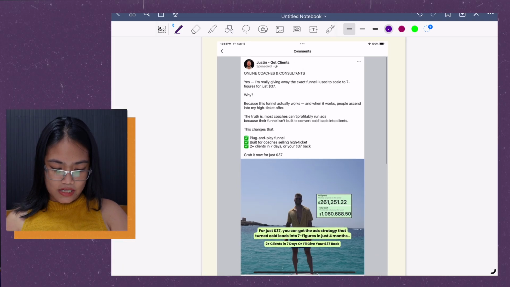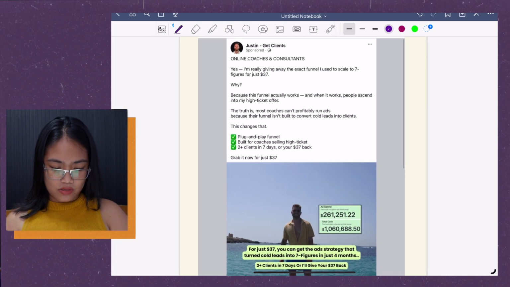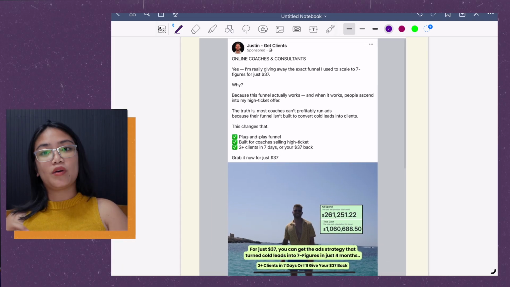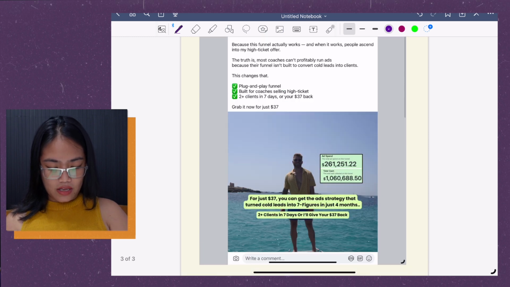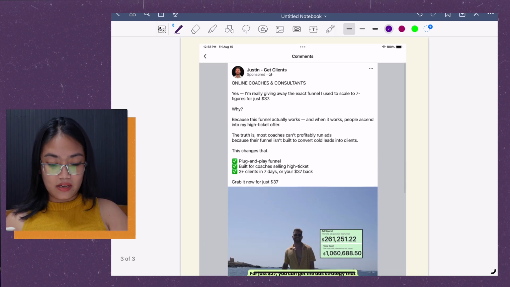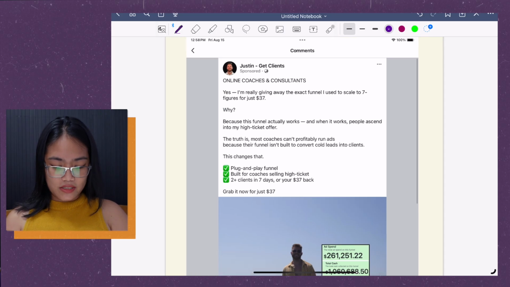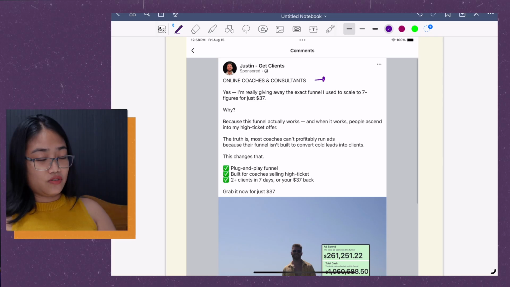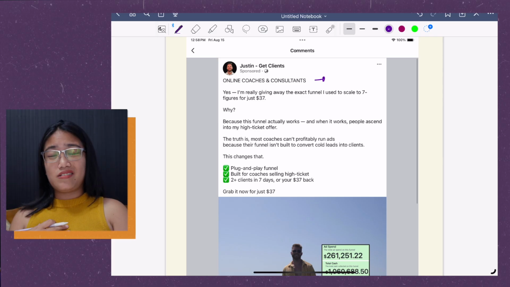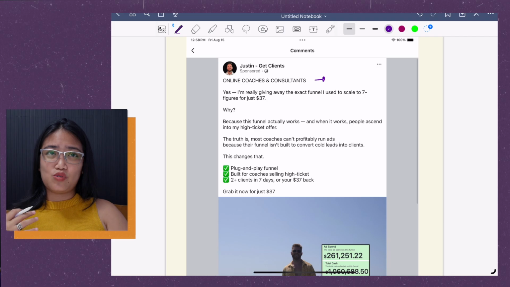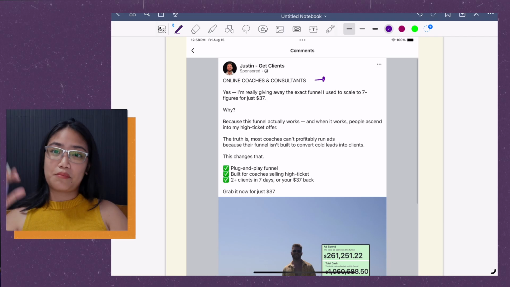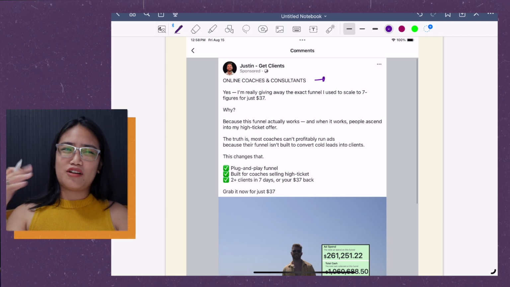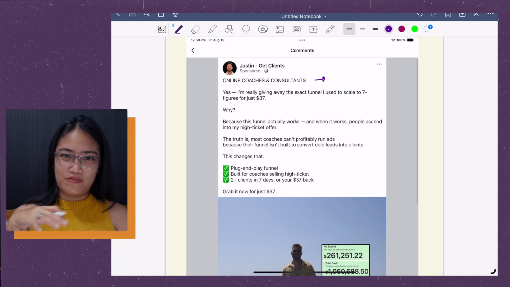There is actually another one which I think is better than the last one, and I think this is one of the main ads, because if you click on the link, you're going to see his landing page later. This is where it redirects me. So online coaches and consultants, again, another call out. Yes, I'm really giving away the exact funnel I used to scale 7 figures for just 37. One of the things that I don't like to do but apparently really works is mentioning the amount of money that you have made through this very method.